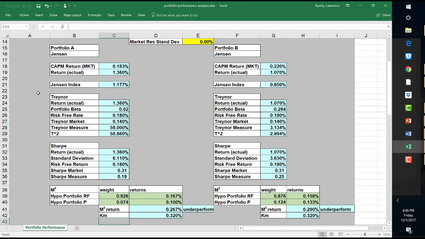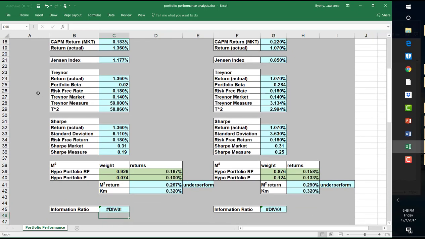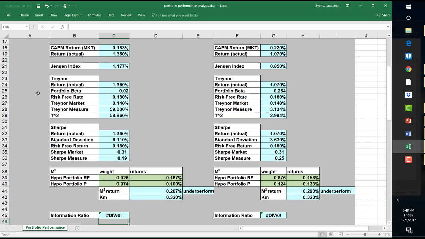However, we also have to understand that in real life, real data sometimes makes it difficult to make what looks like logical analyses. So again, that's how we can measure the performance of portfolios.